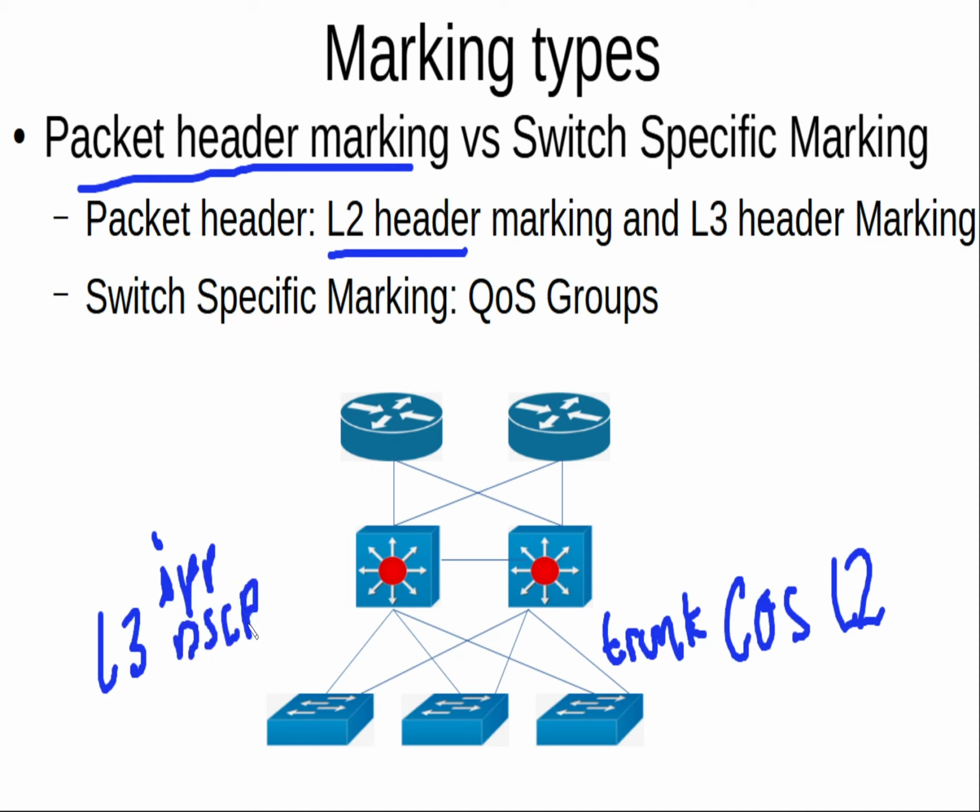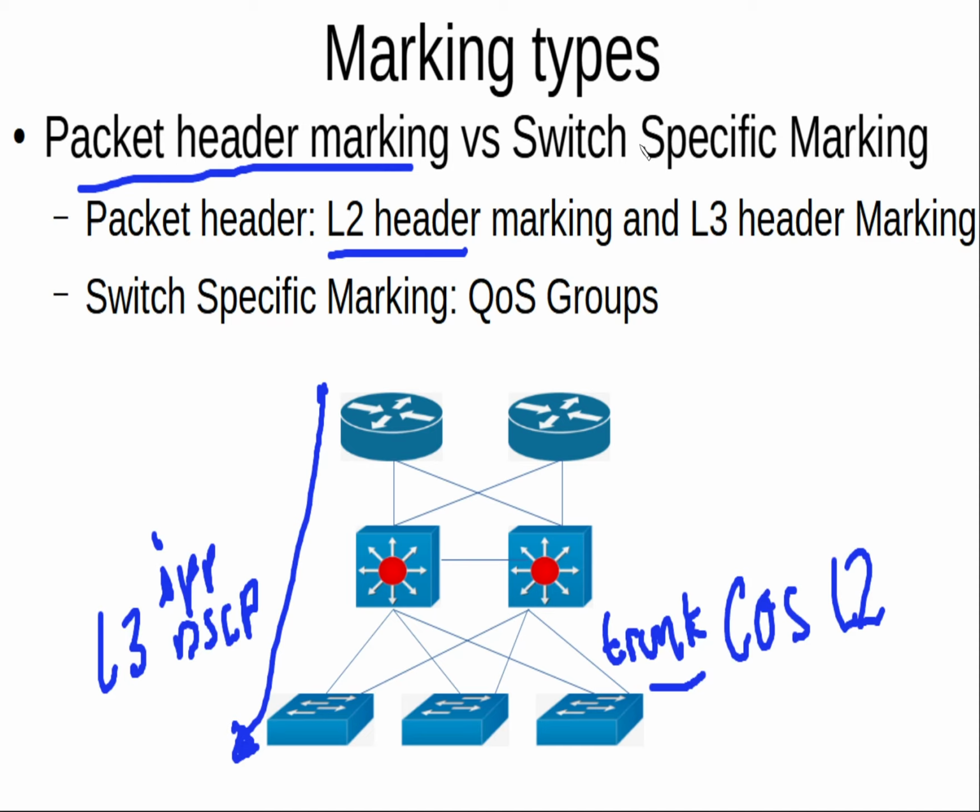What is the advantage or disadvantage of any of these ones? For instance, the DSCP and IP precedence is marking that works from end to end. And the QoS markings only work with trunks.